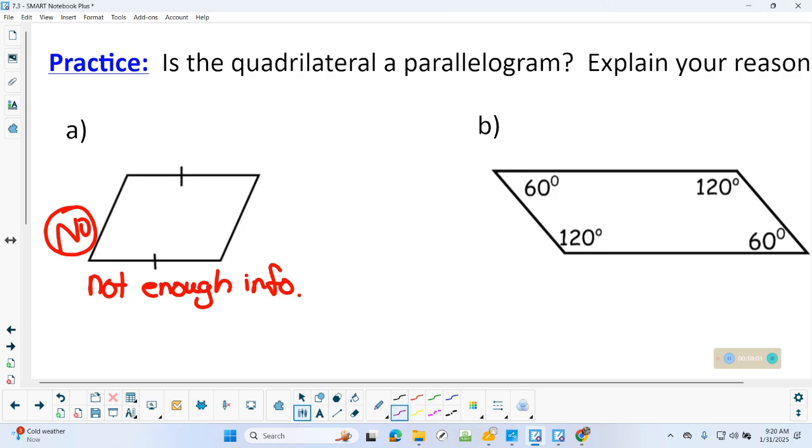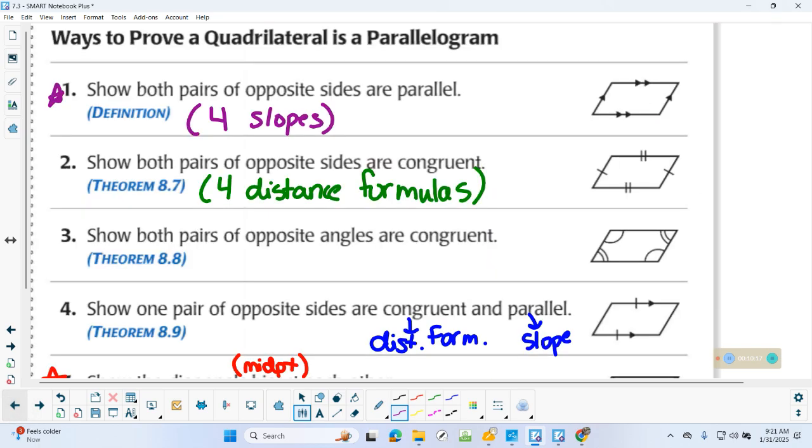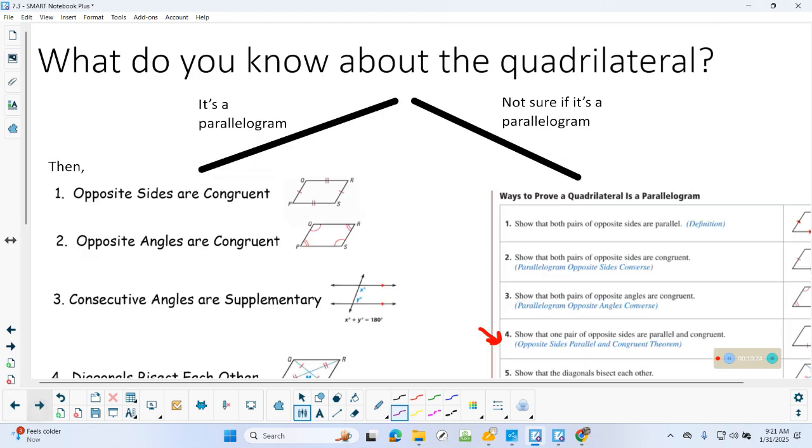So let's just analyze the picture. I'm looking at those angles. Remember, consecutive doesn't count, so don't even think about consecutives. What do you notice about the opposite angles? Ooh, is that one of our ways? Yeah, show that both pairs of, that's number 3. Show that both pairs of opposite angles are congruent. So I'm going to say yes.